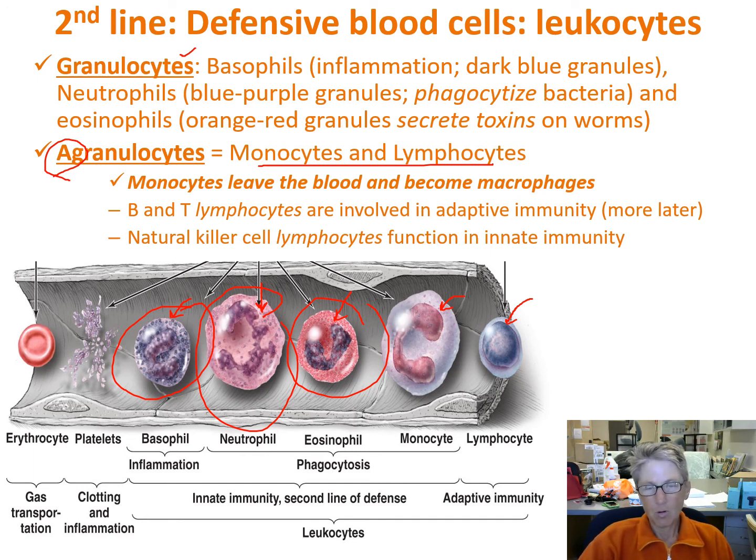And I told you this earlier, these monocytes, when they leave the blood and get into the tissue, they're called a macrophage. The B and T lymphocytes, we'll talk a whole bunch about in the adaptive immune system. And then the natural killer cells, natural born killer cells, as I like to call them, lymphocytes, they function in innate immunity, and they're not shown in this cartoon.